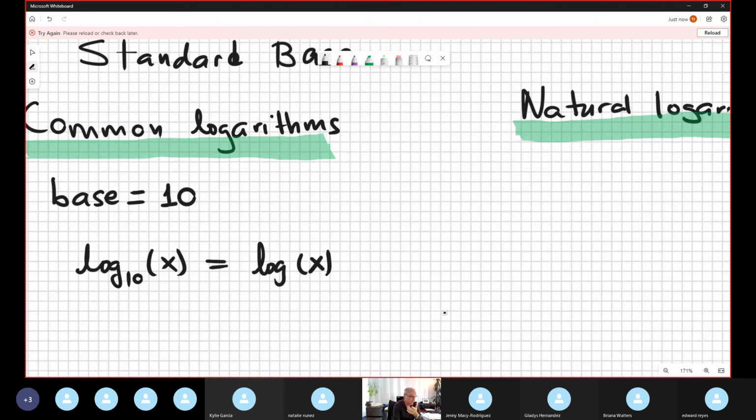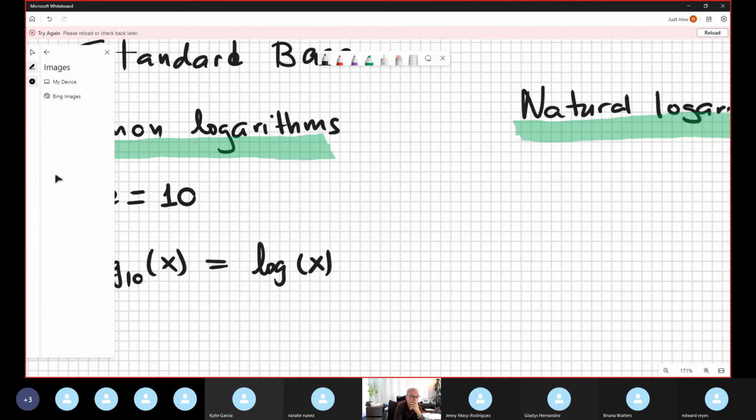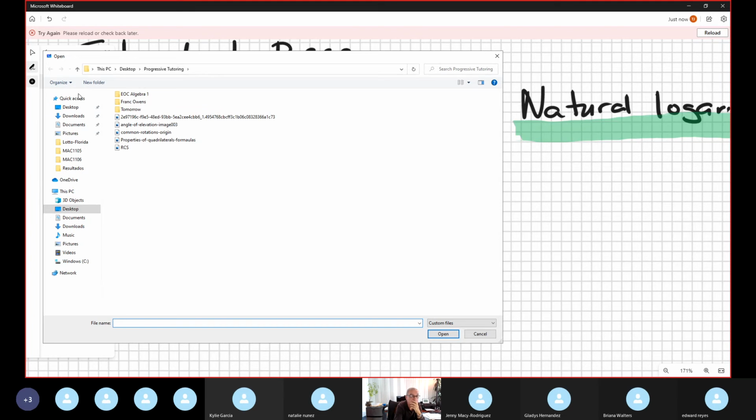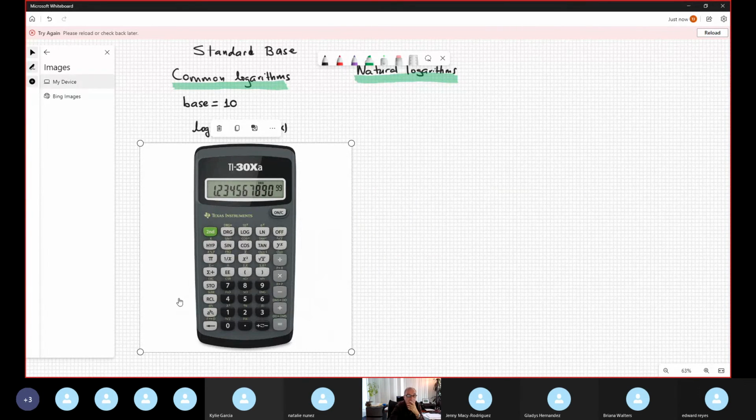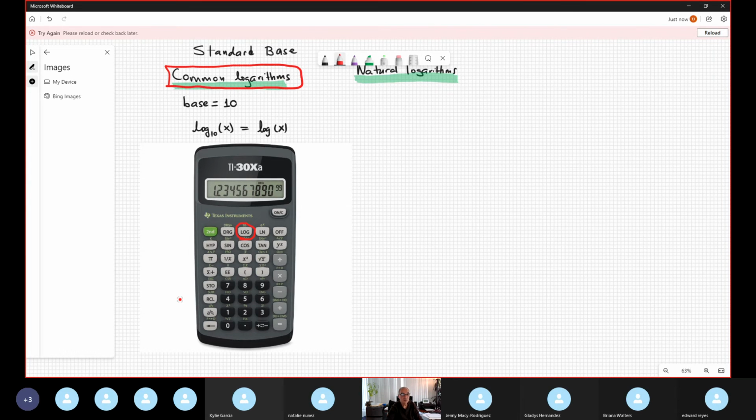Okay, in our calculator, we have one key, it's just log. Let me show the picture of this calculator that I have here. That one. In this scenario, this key, which is log, is common. And by default, I suppose the base is 10. And the natural, well, the natural is different.